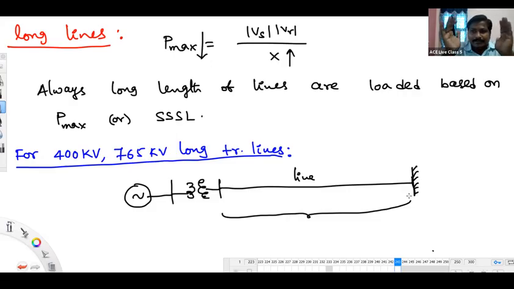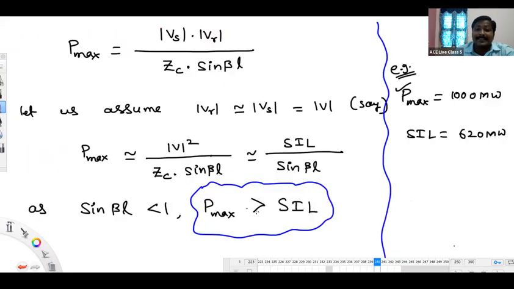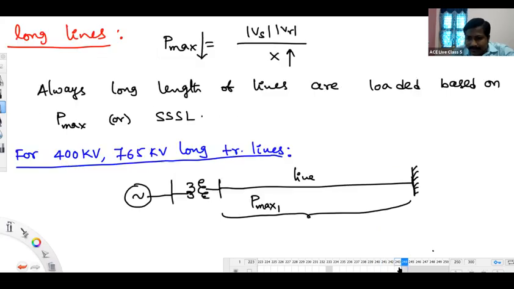For this transmission line, the maximum power transfer capacity is P maximum 1. How is the P maximum and SIL comparison of the transmission line? Kindly listen. Just now we discussed and compared it, right? P max is greater than SIL. So we have SIL for this line, and P max 1 is greater than SIL of the line.